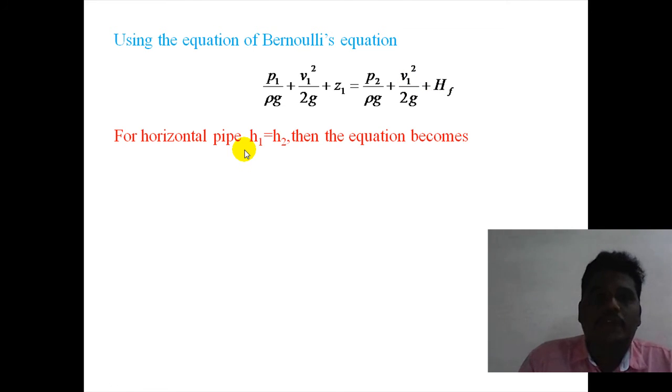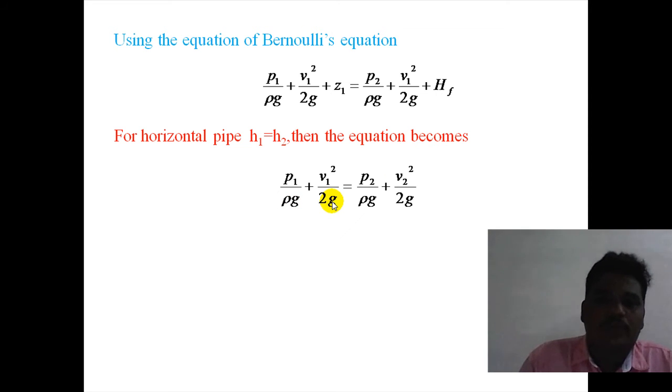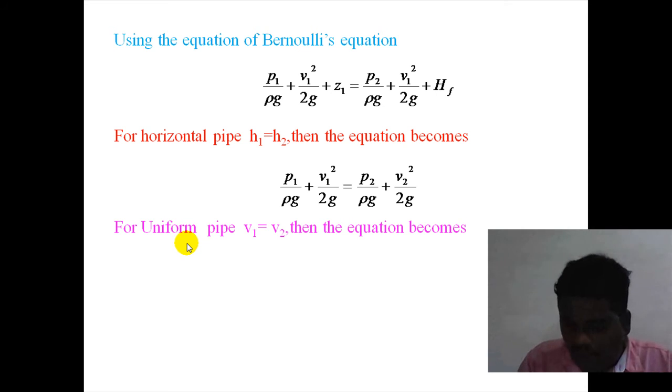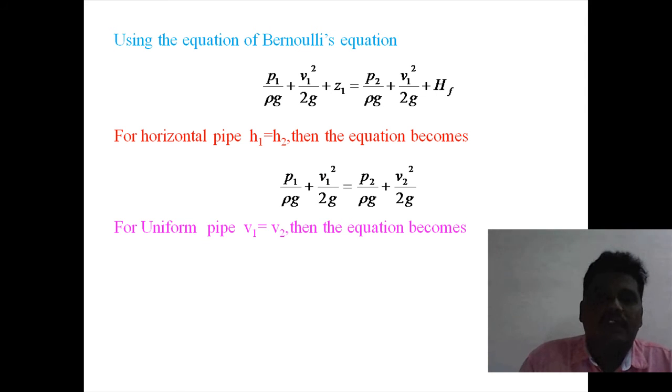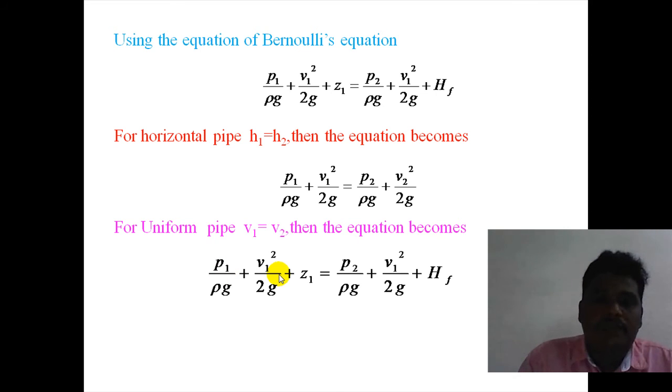Now, H1 and H2 for a horizontal pipe, the head remains the same. Whenever there is a horizontal pipe, Z1 and Z2 remain the same, then the equation becomes P1 by rho g plus V1 square by 2g plus Z1 equals P2 by rho g plus V2 square by 2g plus Z2. Whenever there is uniform flow, I already discussed uniform flow, the velocity remains the same. Whenever V1 is equal to V2, the equation becomes P1 by rho g plus V1 square by 2g plus Z1 equals P2 by rho g plus V1 square by 2g plus Z2, and Z is 0 now.